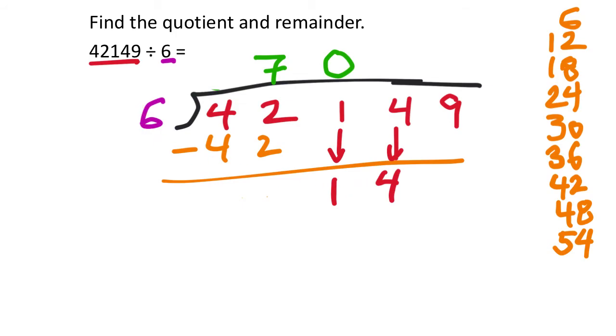6 will go into 14. Again, 14 is just about 12. It's below 18, so that's the second multiple. 6 will go into 14 2 times. And 2 times 6, it should be this multiple, which we've already seen in the chart. There's 12. 14 minus 12 is 2.